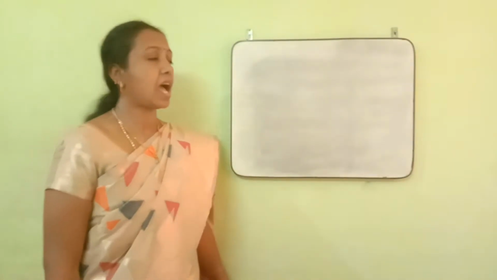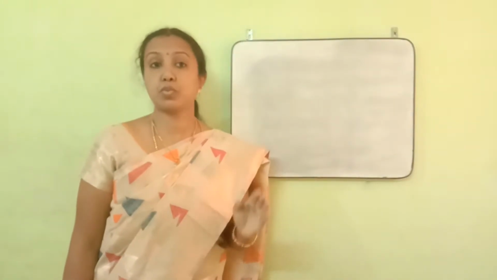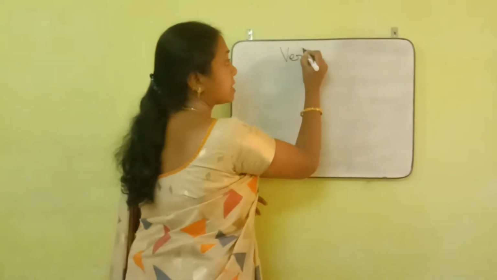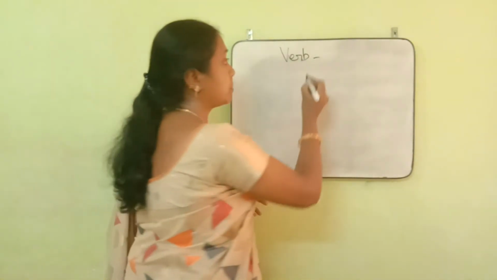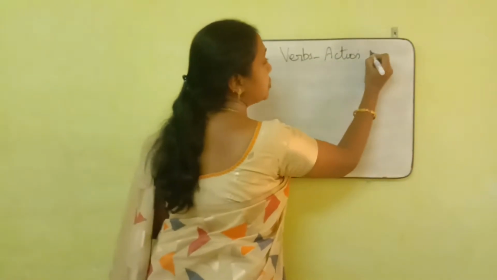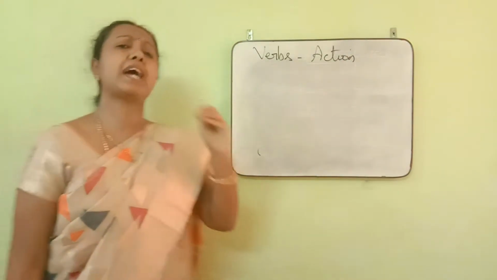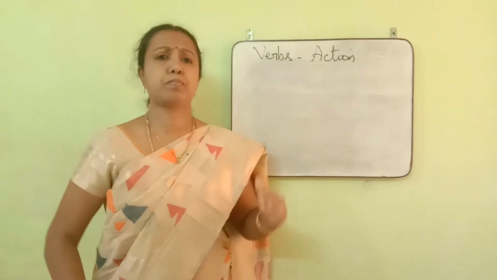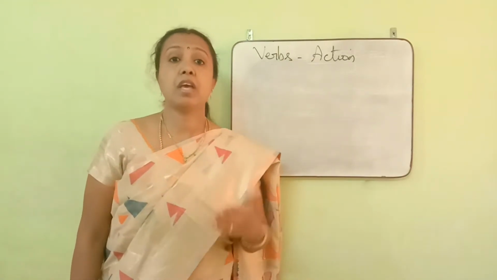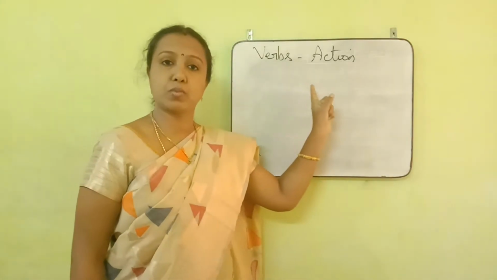Everyone, as we saw the parts of speech in the earlier class, that is, we saw nouns. Now let us look into the next part of speech, which is verbs. Verbs are nothing but action words. Any action you do, maybe you jump or you run, you swim, you cry, you groan, whatever actions you do, those are called verbs.